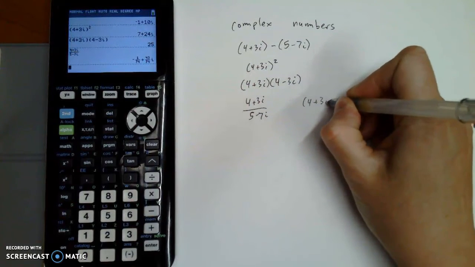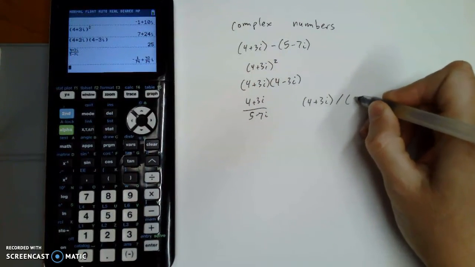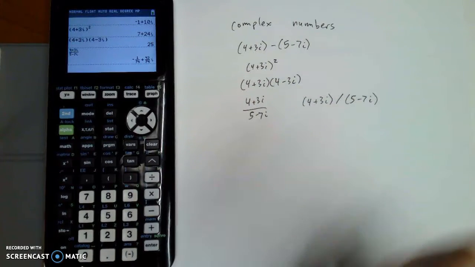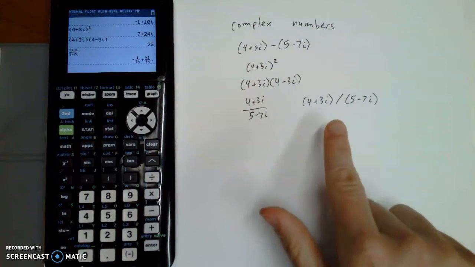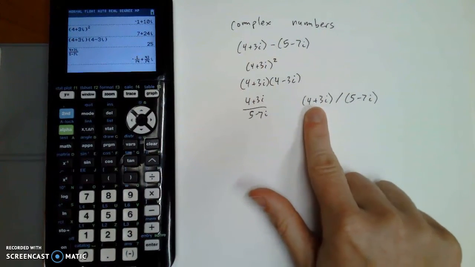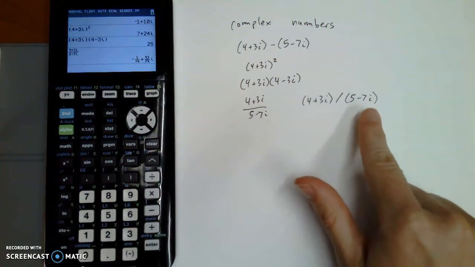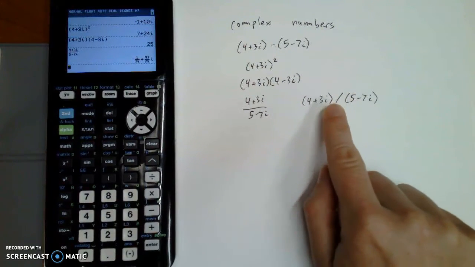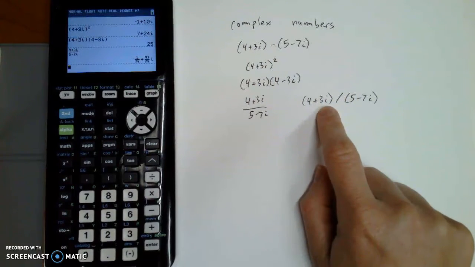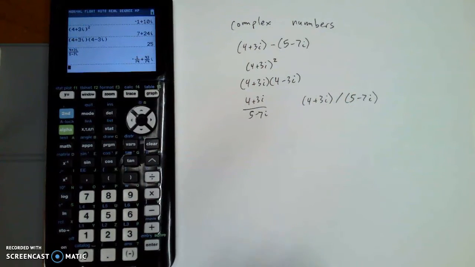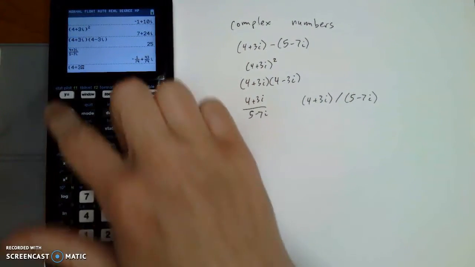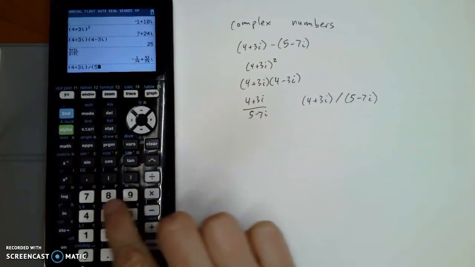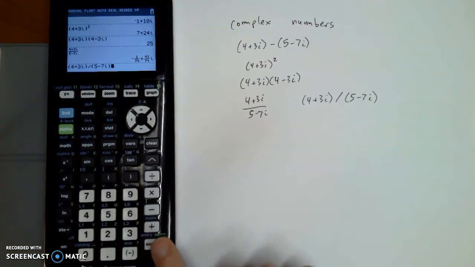So if you're ever having trouble with this, type it in without that special fraction key, using division. The note of caution, though, is I will need to put parentheses around the numerator. I will also need to put parentheses around my denominator, because otherwise my calculator is just going to put 3i on the top and 5 on the bottom. So let's type it in like that. Divide it by 5 minus 7i.